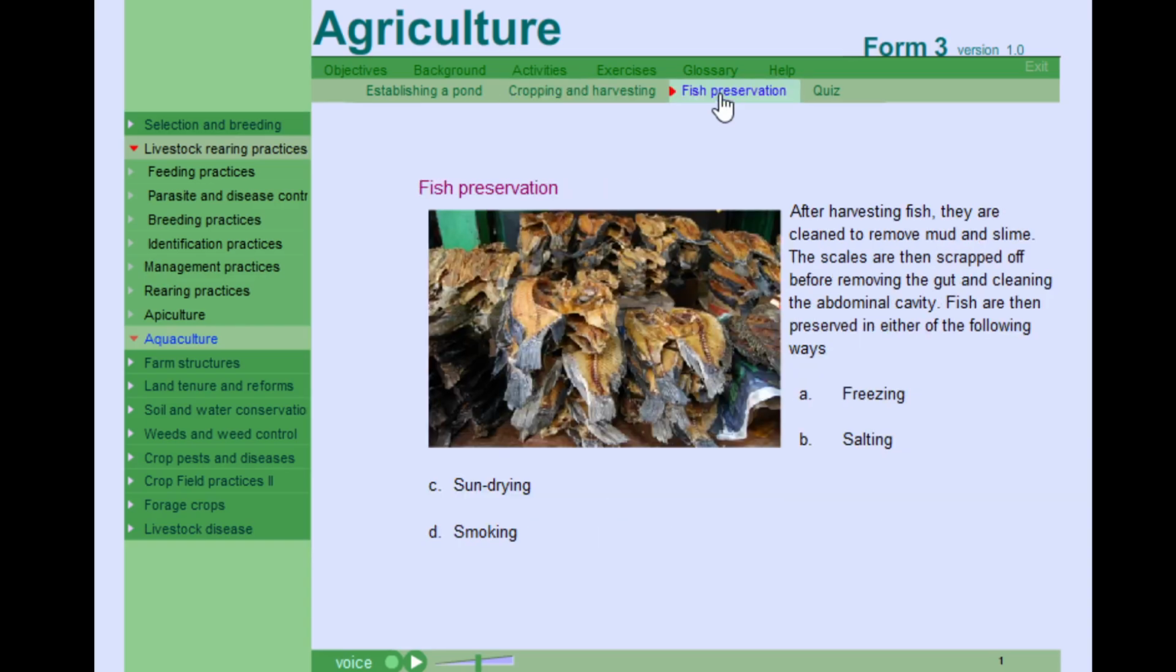Fish preservation. After harvesting, fish are cleaned to remove mud and slime. The scales are then scraped off before removing the gut and cleaning the abdominal cavity. Fish are then preserved in either of the following ways: freezing, salting, sun drying, and smoking.